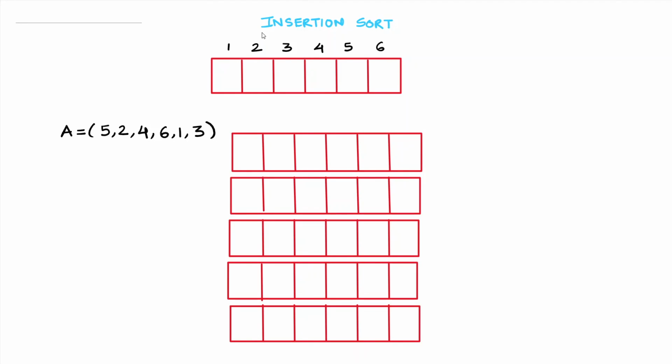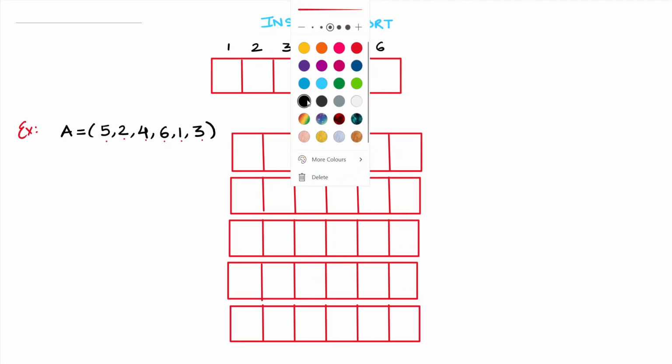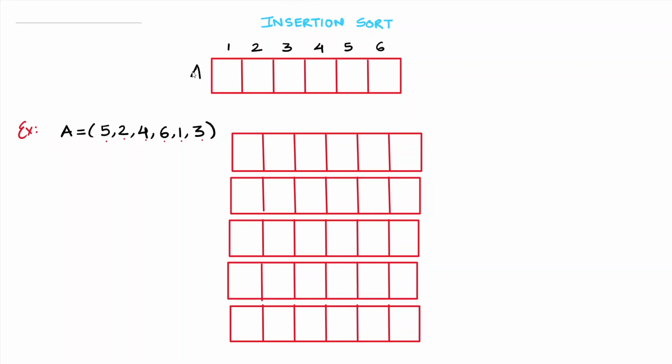Okay, now let us start using the insertion sort algorithm. This is the given example, which has the array A having 1, 2, 3, 4, 5, and 6 values. So let's create this particular array over here. This is the name of the array, and these are the index values 1, 2, 3, 4, 5, and 6.